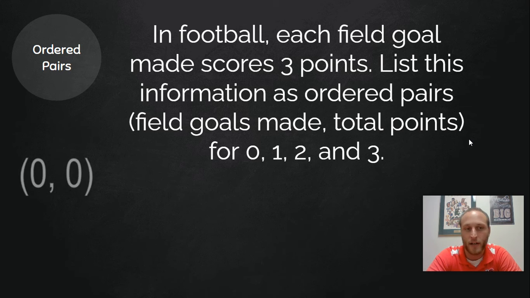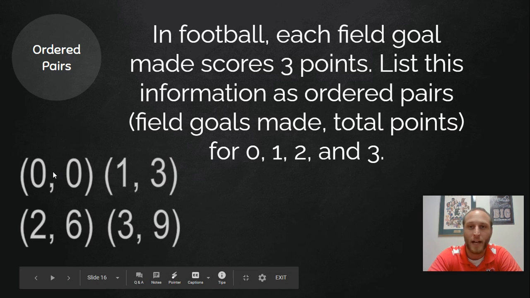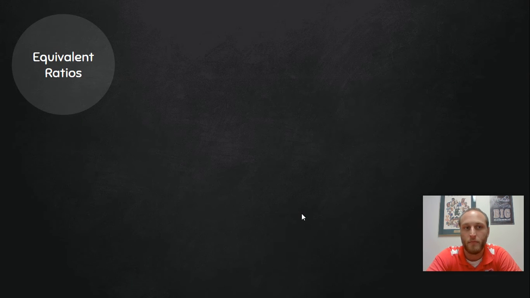All right, if you chose the correct answer here, you should have gotten 0, 0, 1, 3, 2, 6, and 3, 9. Because if I make 0 field goals, I'm going to get 0 points. If I make 1, I will get 3 points. If I make 2 field goals, I'll get 6 points. If I make 3 field goals, our team will get 9 points.